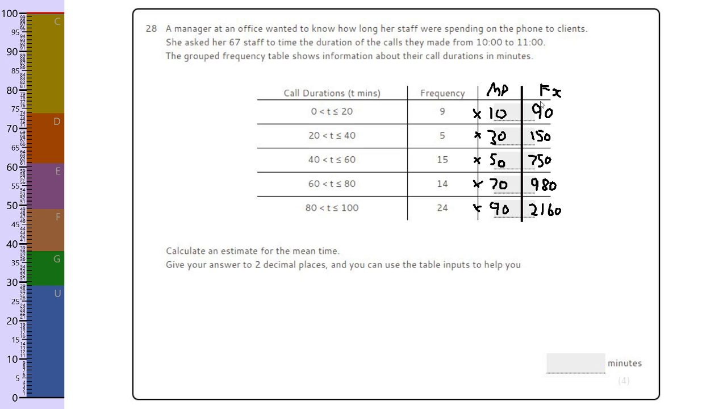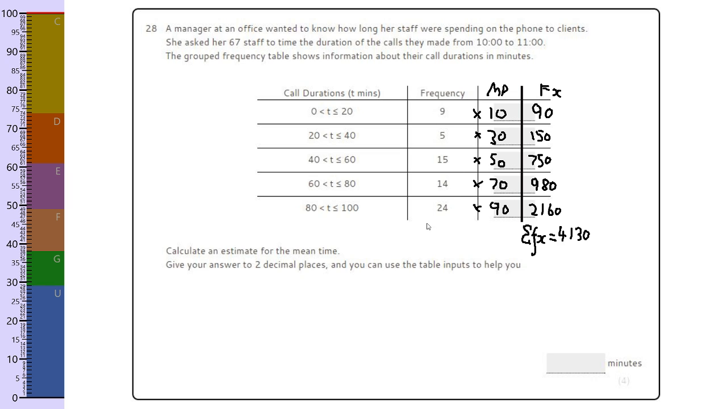Brilliant. So we've added up all of these values separately into 5 places there. But we want to add all of these up. So we do the sum, which I use sigma, sum of fx, which is 90 plus 150 plus 750 plus 980 plus 2160, and that is 4130. So I add up this column, and I need to find out how many there were altogether.